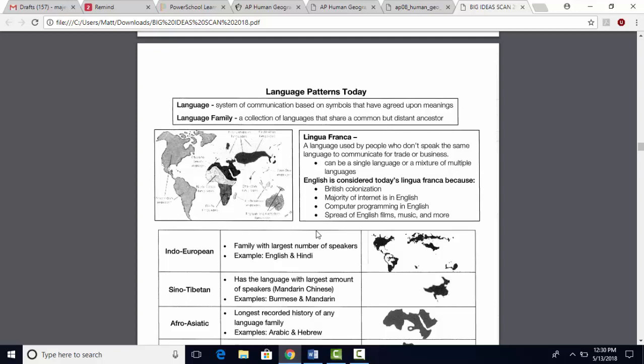It can be a single language. It could even be a mixture of multiple languages. The most common lingua franca today is, in fact, English. It's considered a lingua franca historically because of British colonization, and then more recently, in modern times, because of the rise of technology, computers, and the internet, which is oftentimes in English. Computer programming languages are in English. We see the spread of English films, music, media. American and English-speaking tourists increasingly go around the world. And so what you notice is a lot of English being spoken in places where normally the folks wouldn't use that language, but they do for business or economic purposes.